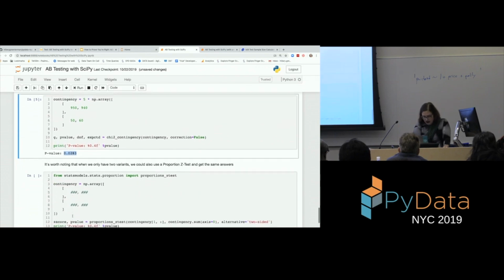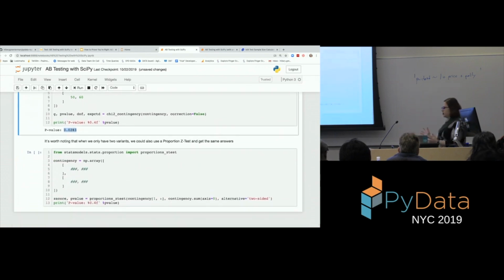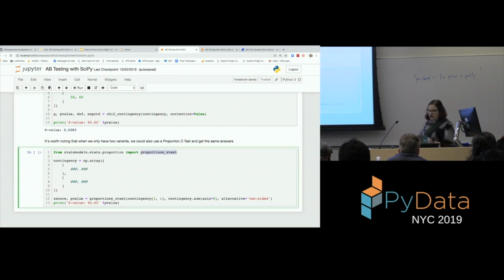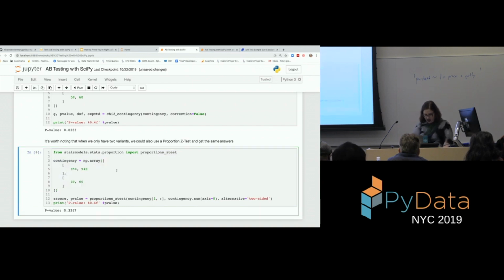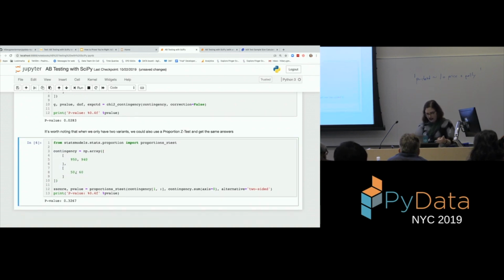So the other thing that is worth knowing, mostly if you are doing a job interview and someone asks you what is the correct hypothesis test for an A/B test, the proportional z-test will also give you the same answer as the chi-square. And we can just prove that right here really quickly. And you can see we get the exact same answer. This is for the original one with 1,000 in each group.